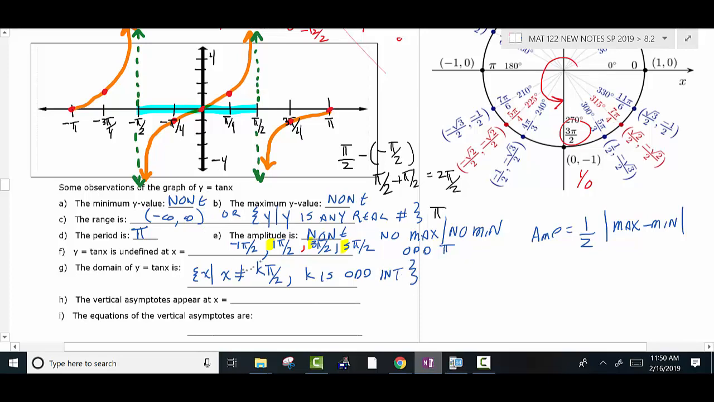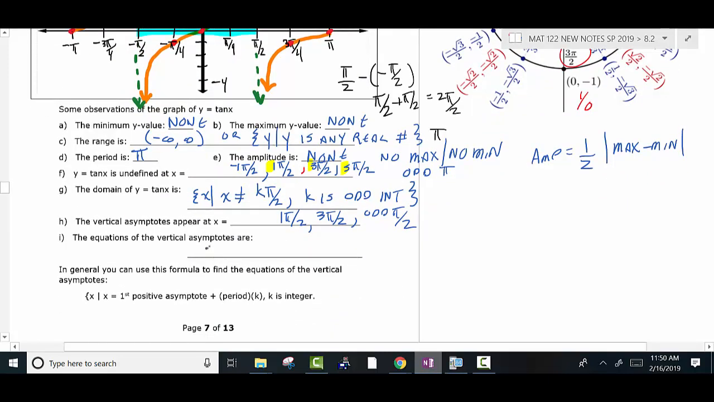The vertical asymptotes are where you're undefined, so it would be the same thing. They occur at 1 pi over 2, 3 pi over 2, and so forth. It's just odd pi over 2 forever. Right, so we would say the vertical asymptote equations would be x equals k pi over 2, and we would say k is an odd integer. Okay, so those are the basic features of a tangent. You want to understand what we did on the unit circle to get those points, how the asymptotes work, what the period is, that's pi, and then how to get the asymptotes in the equations.